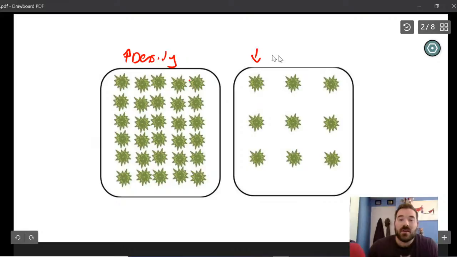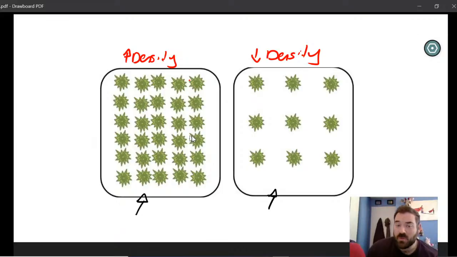And we can even talk about this not in terms of trees, but in terms of matter by saying that each one of these is not a tree, but instead an atom or molecule. And when we discuss the amount of atoms or molecules in a set amount of space, we can say that this material is more dense than this material. There are more atoms packed in per unit of space than there are on the right.